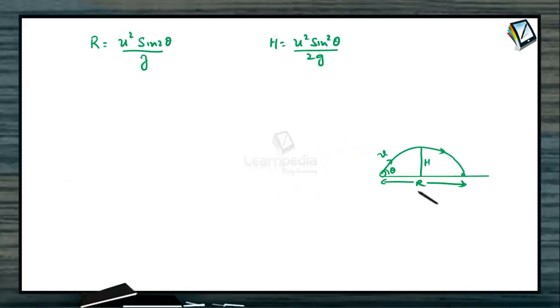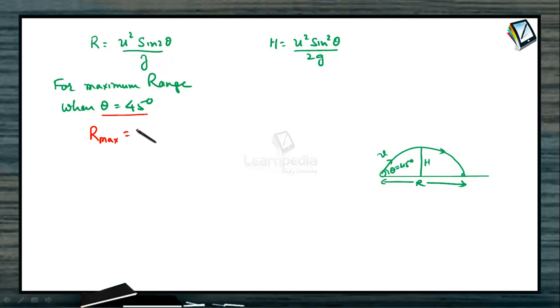Now, we want to calculate this range maximum. You know what is the condition for maximum range? In the theory part we have studied. Maximum range will be when the angle of projection theta is equal to 45 degrees. At an angle of 45 degrees the body is projected, range becomes maximum. So when theta is 45 degrees, substitute theta 45 here. Maximum range is u square sine 2 into 45 divided by g. That means 2 into 45 is 90, sine 90 by g. That's nothing but u square by g. This is our range maximum.